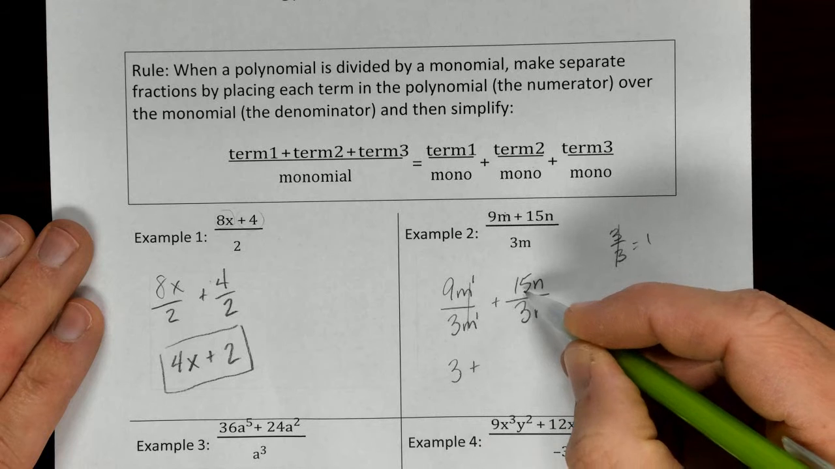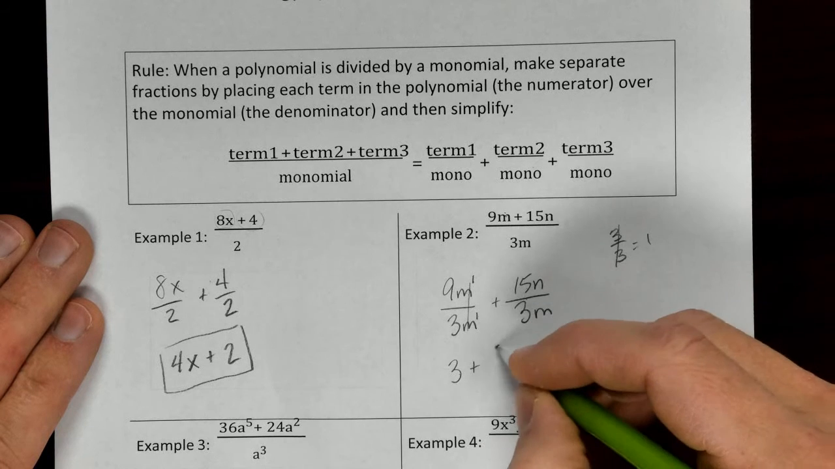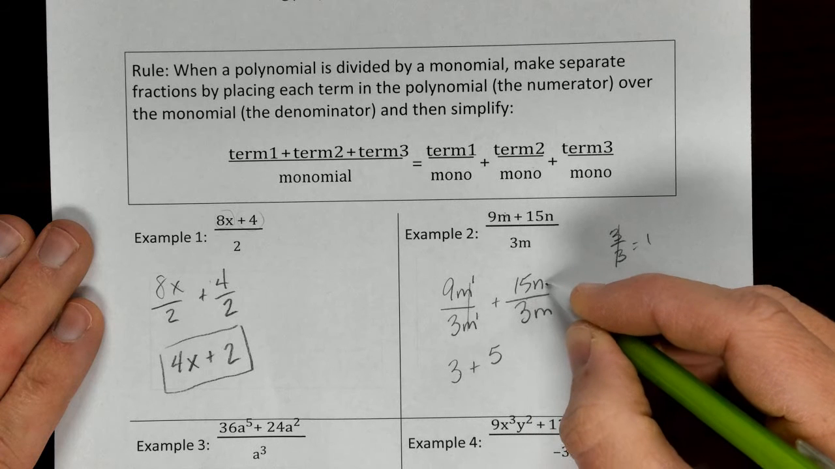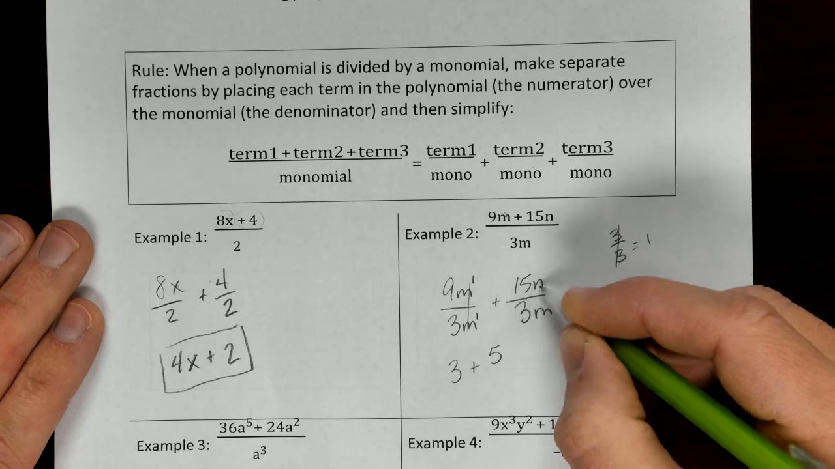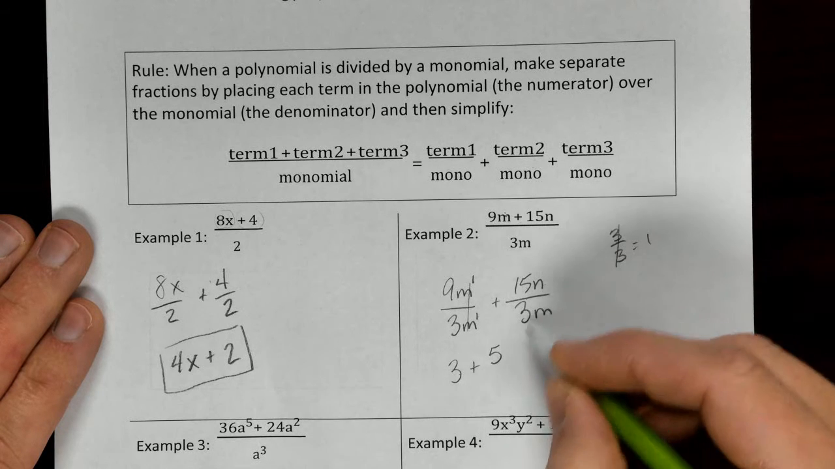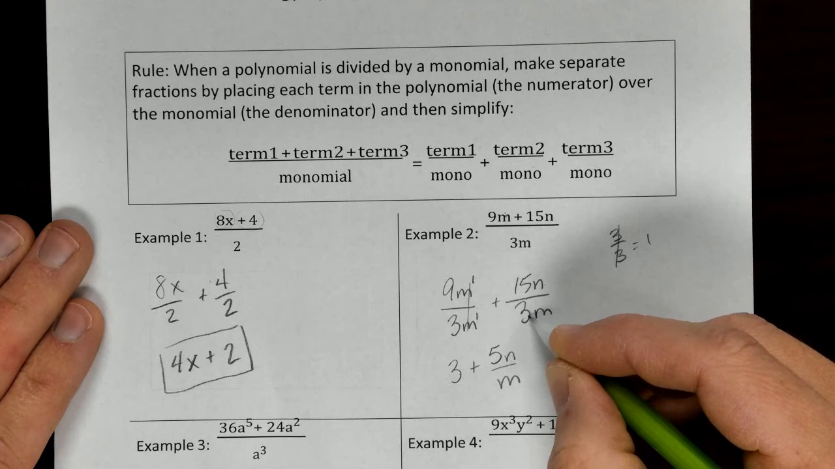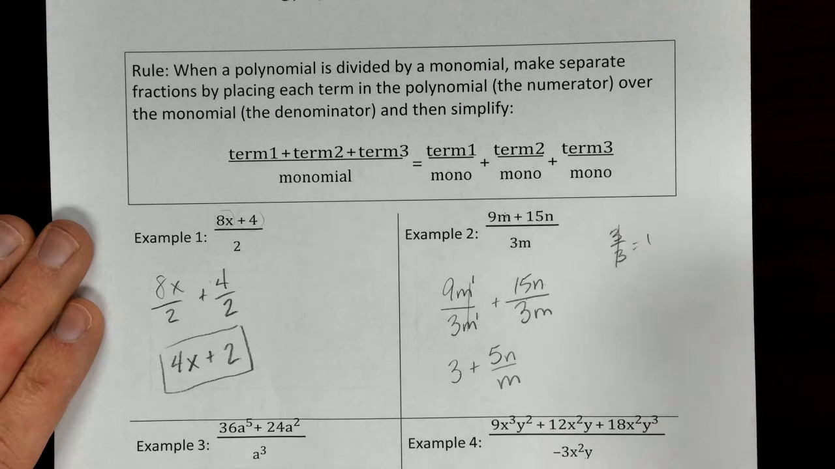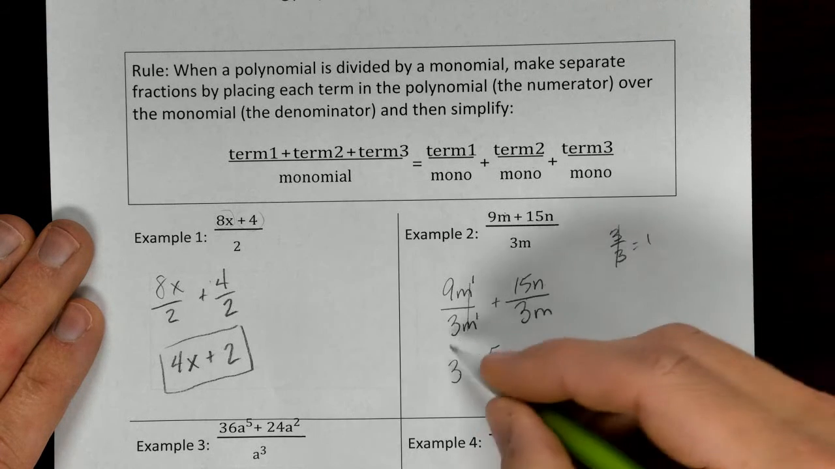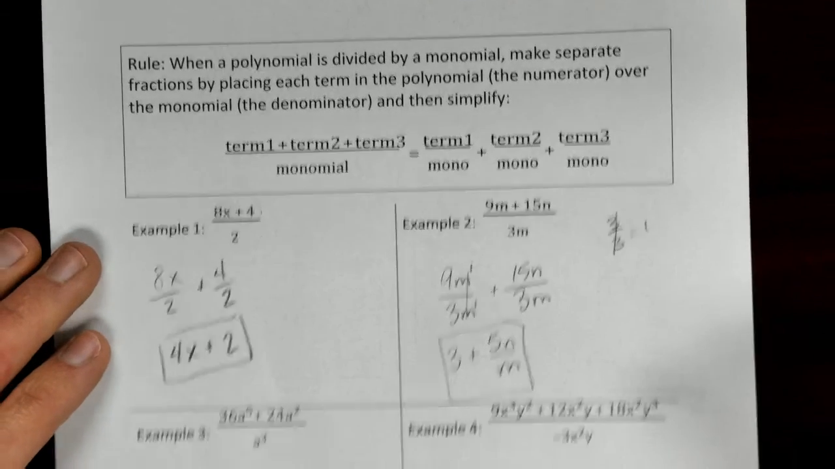Over here, you've got 15 divided by 3. I can divide those numbers, and I get 5 on top. I still have the n, because these are not the same variable, right? So you can't cancel out anything. So on the top, you've got n. On the bottom, you've got m. Where did the 3 go? It divided into the 15. So here's your answer, 3 plus 5n over m.